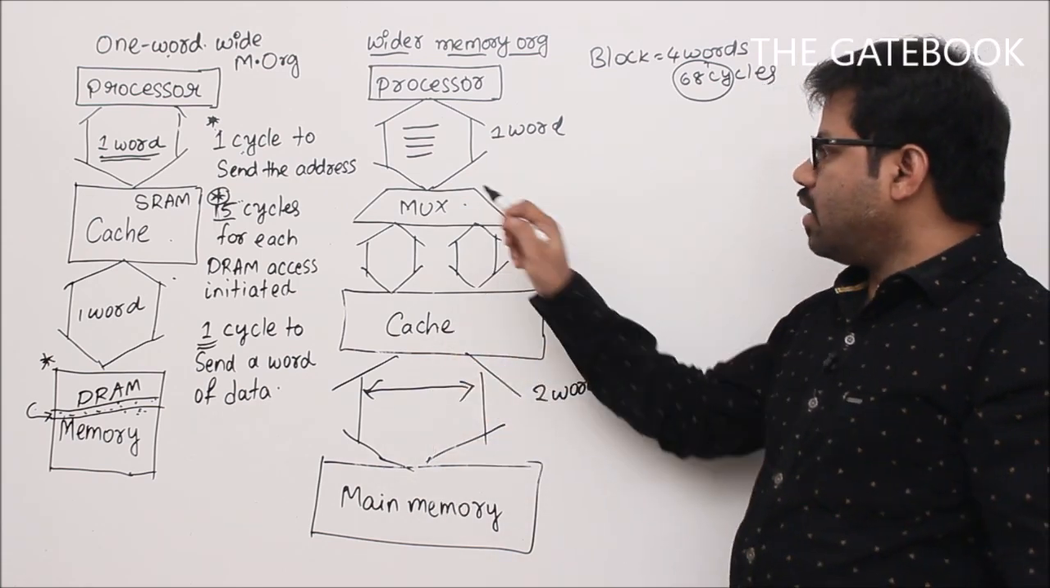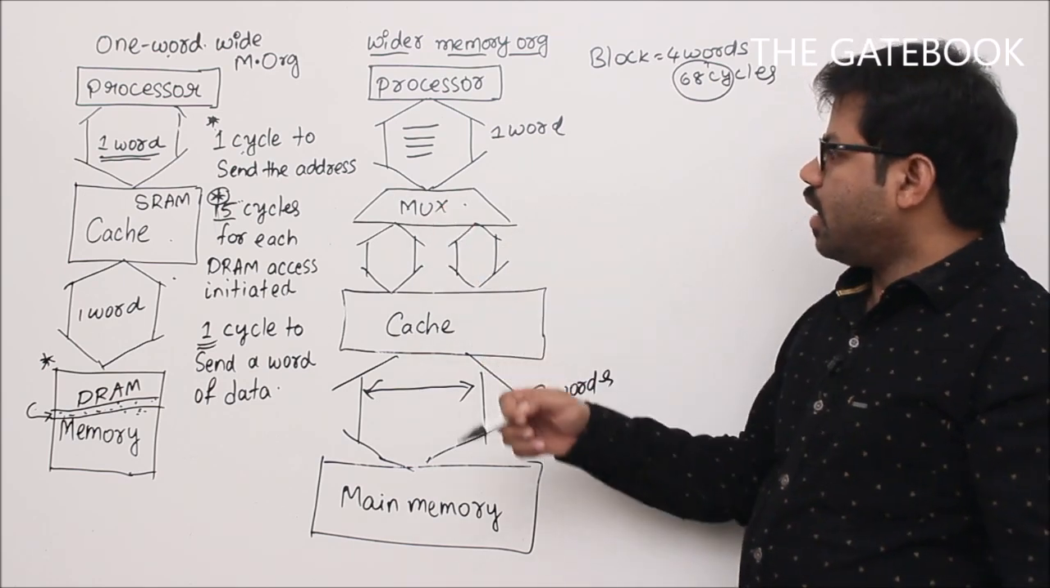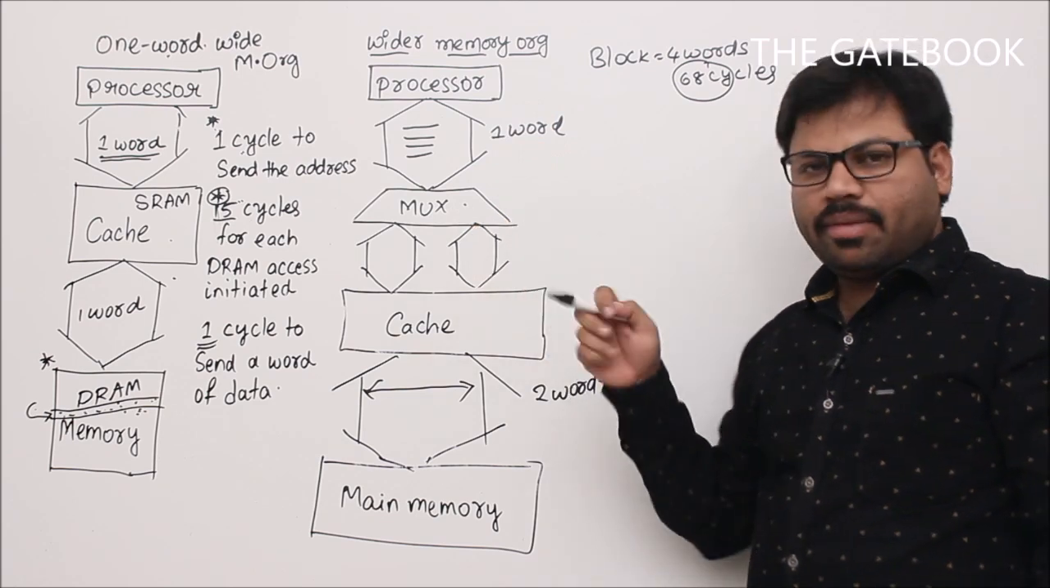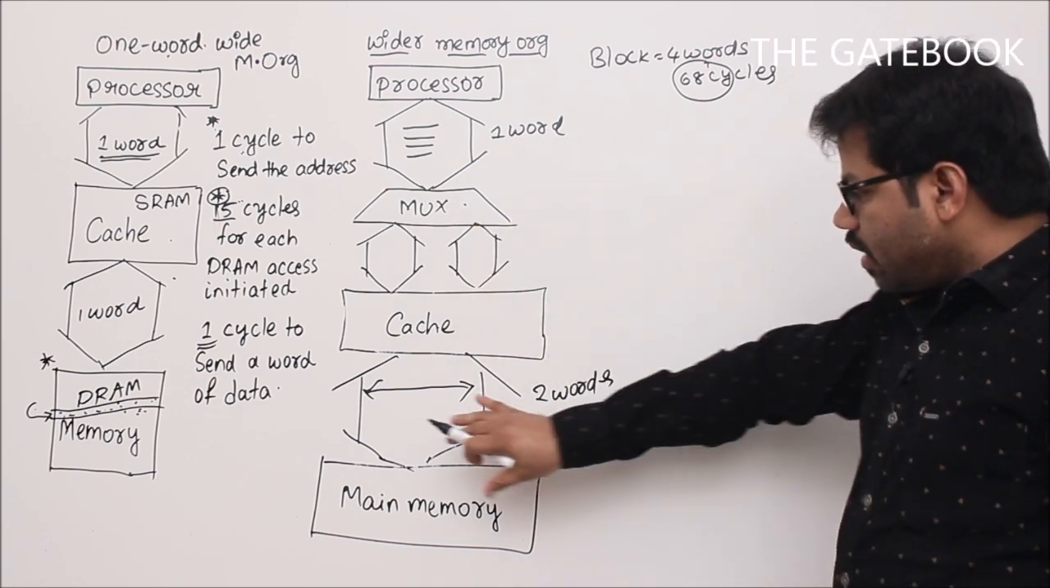Sir, why this multiplexer? I will explain that later. Assume that in this design we require a multiplexer. Let me discuss that later, because our target is here.